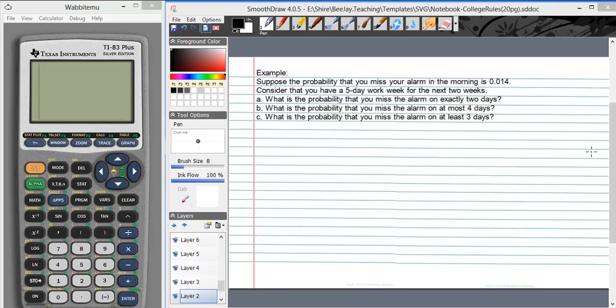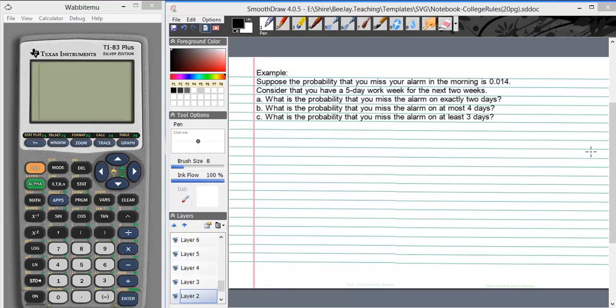Okay, here's an example on finding a probability. Suppose that the probability that you miss your alarm in the morning is given by 0.014, and suppose we have a 5-day work week for the next 2 weeks, and we'd like to know the following probabilities. A, that you miss the alarm on exactly 2 days, and B, what's the probability that you miss the alarm on at most 4 days, and what's the probability that you miss the alarm on at least 3 days.